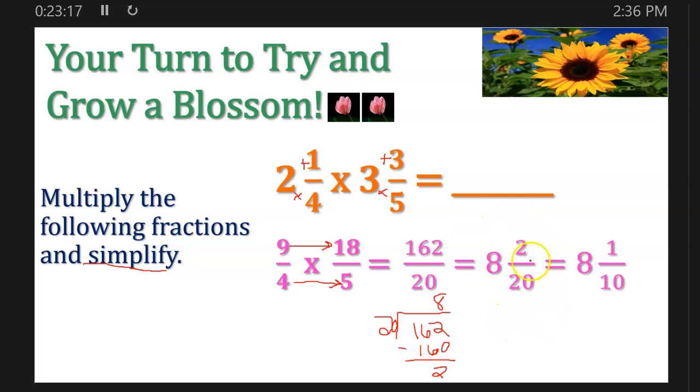That looks like we're finished, but there was one more step, and that is to reduce this 2/20 to 1/10, because I can divide this by 2 and this by 2. And that common factor allows us to reduce that one more time to make 8 1/10.